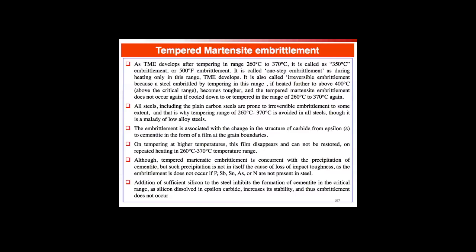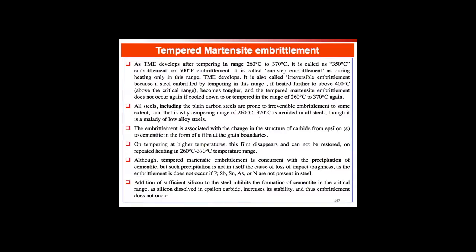So the first one is tempered martensite embrittlement, or TME, sometimes called one-step embrittlement. And basically, right, it's low alloy steels. There's a tempering range that we want to avoid, and basically what we see is that we get a change in the carbide structure from epsilon to cementite, which then forms a film at the grain boundaries, right?